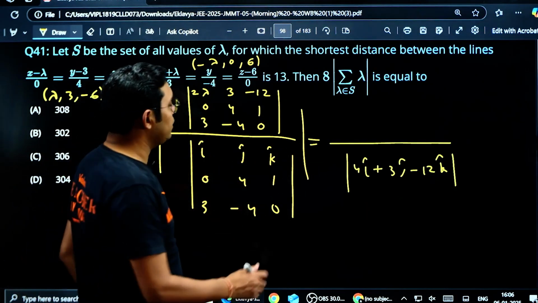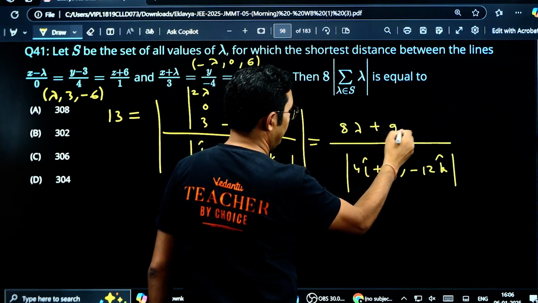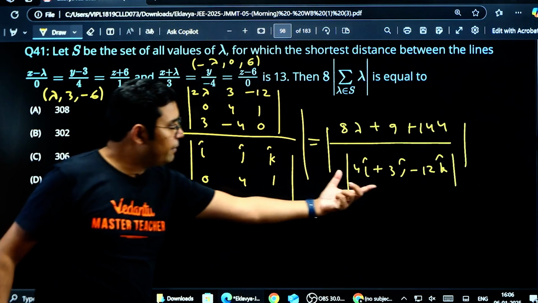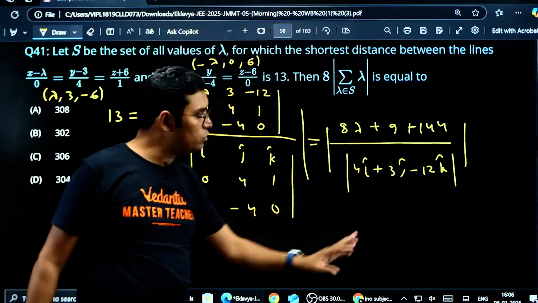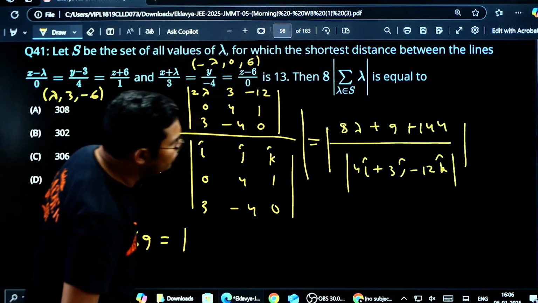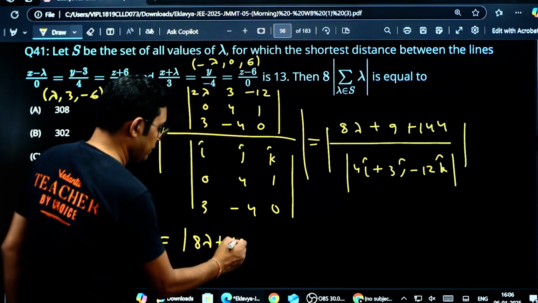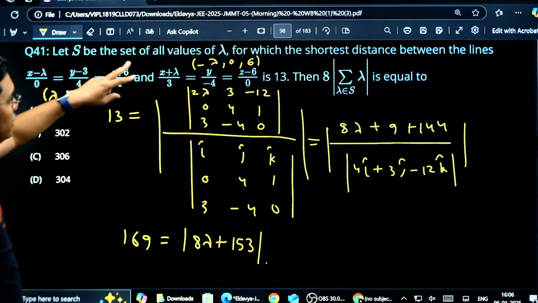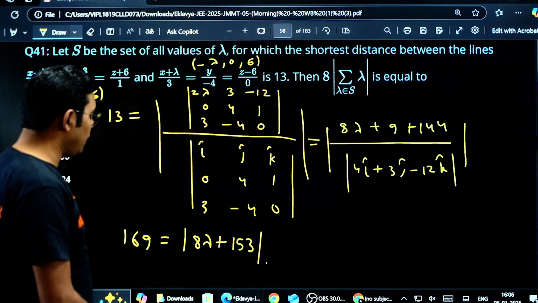So 2 lambda into 4 will be 8 lambda, 3 into 3 is 9, plus 144, mod, and this is equal to 13. The magnitude here is also 13 because 16 plus 9 plus 144 is 169, so 13 will come here. So we get 169 is equal to mod of 8 lambda plus 153. Now there will be two values of lambda, and we have to find the sum of those values multiplied by 8. Let us see how we can do it.